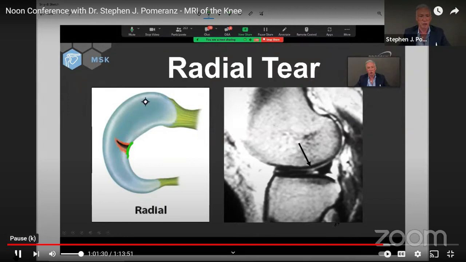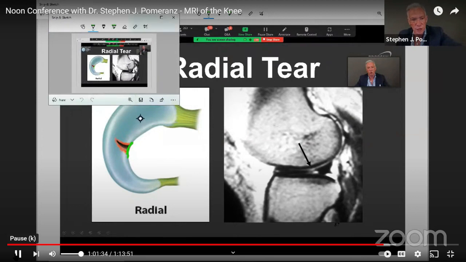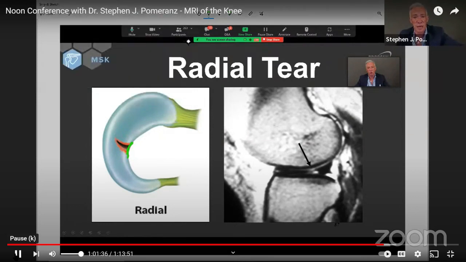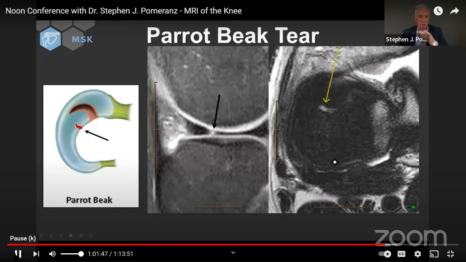In the sagittal projection, when you perform the anterior to posterior sagittal projection, it'll look something like this. You'll volume average the free edge of the radial tear, and here you've done just that. You volume average the free edge of the meniscus.